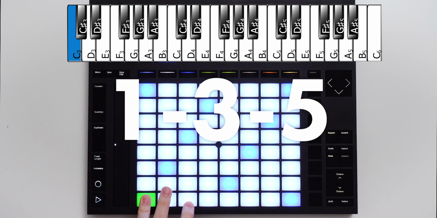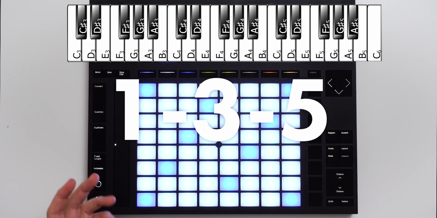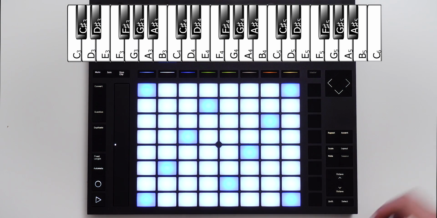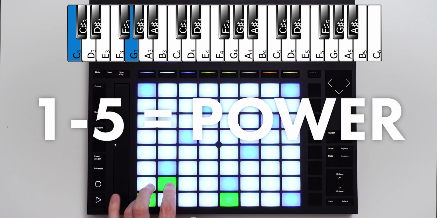I want you just to remember this shape, the triad, and the numbers are 1, 3 and 5. And if you are a guitar player, especially if you play rock or metal, it might help you to think about 1 and 5 as a power chord.